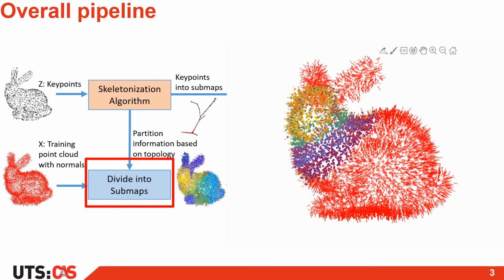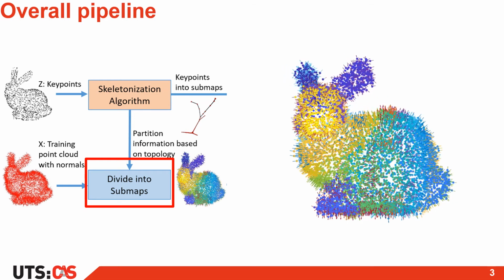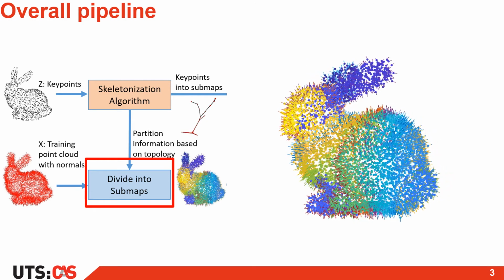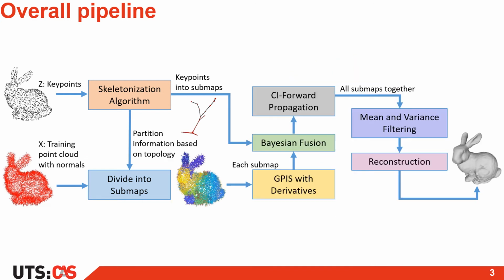Based on this information, datasets X and Z are divided into n meaningful submaps, which are easy for hyperparameters to optimize. To deal with discontinuity, we allow conditionally independent overlapping between submaps. Then, an efficient GPIS model is trained per submap using the corresponding points and normals.